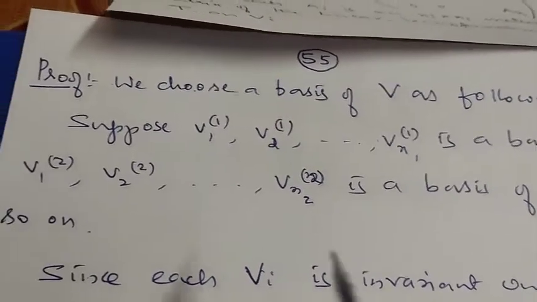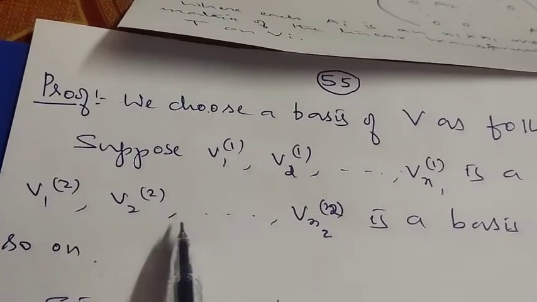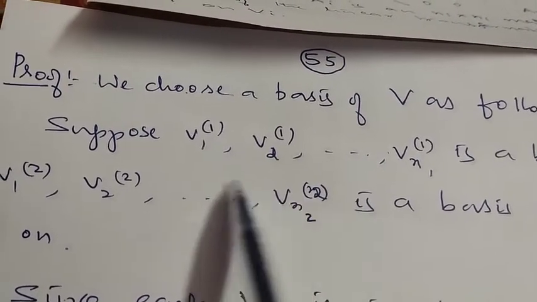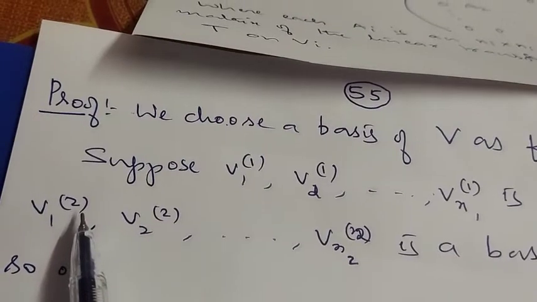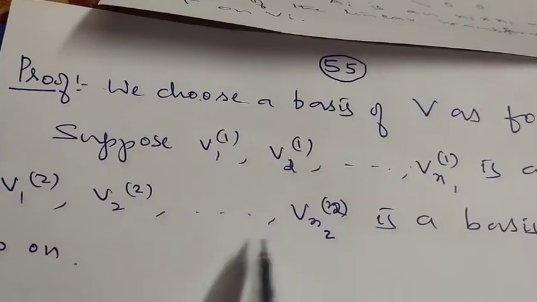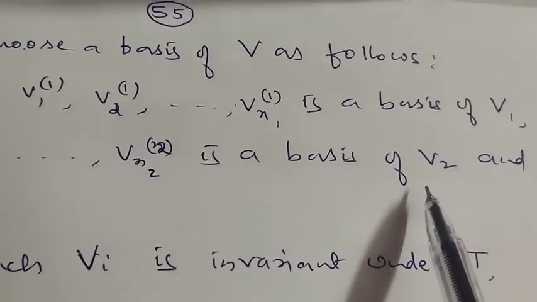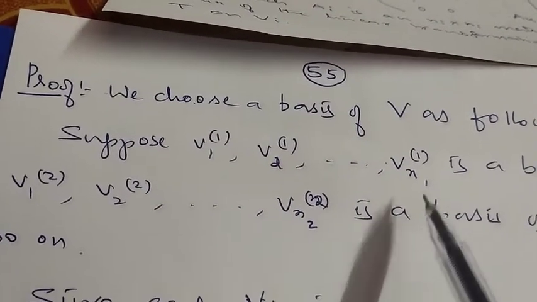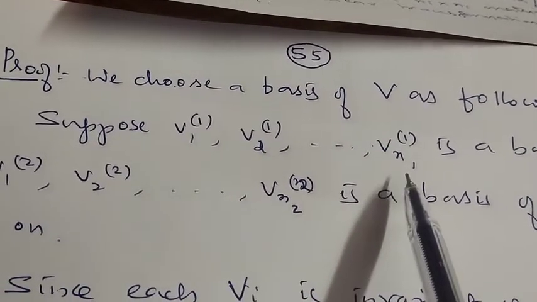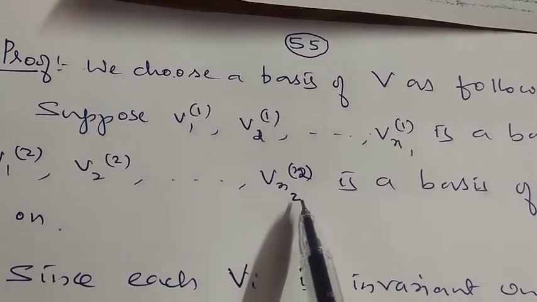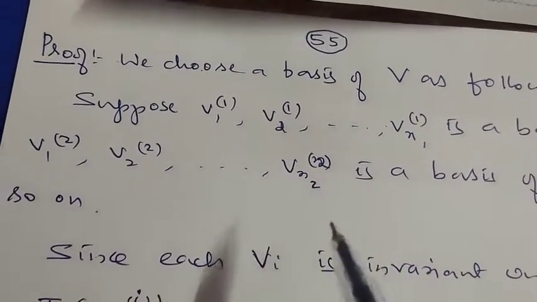These correspond to the subspace V1. And similarly, V12, etc. What is the dimension of V2? It is N2. So the upper index 2 means this is a basis corresponding to the subspace V2, and so on. Understand now? Okay. So these are N1 basis elements for V1 because its dimension is N1, and these are N2 basis elements because V2 is of dimension N2. Likewise.